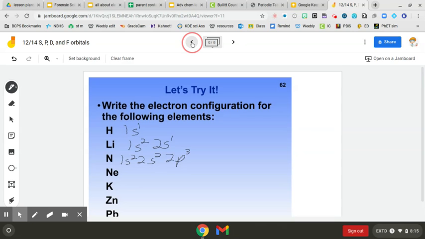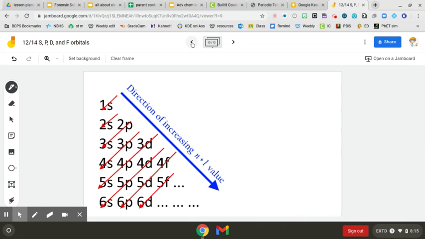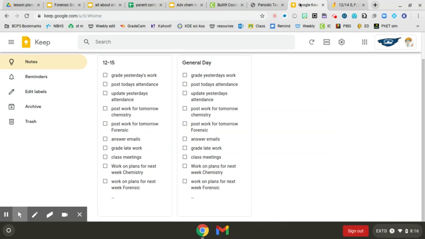If you were using the diagonal, you would start here. Again, you're just doing the same thing. The 1s, remember it holds 2. The 2s holds another 2. Then I put 6 in the 2p, and then I was at the 3s. Just keep adding up your electrons until you get to what you need or where you need to be.